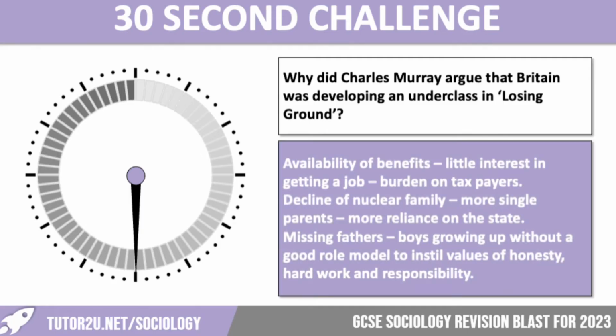Okay, let's have a look. So he talked about the availability of benefits. So he argued that there was little incentive or interest in getting a job. Therefore, this placed a big burden on taxpayers. He argued about the decline of the nuclear family. So there were more single parents, so therefore there was more reliance on the state. And then he linked that to missing fathers. And he said that boys growing up without a good role model to instill values of honesty, hard work and responsibility would lead to all sorts of societal problems.